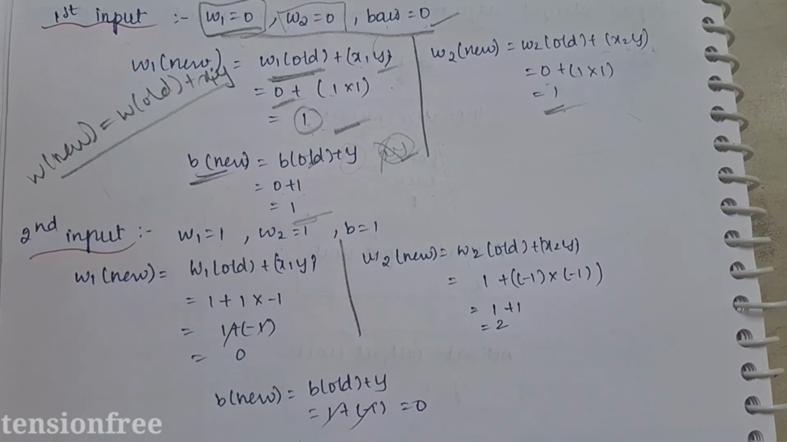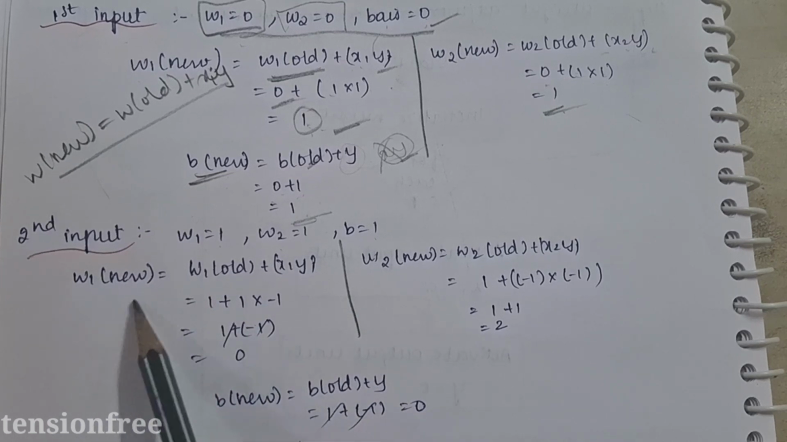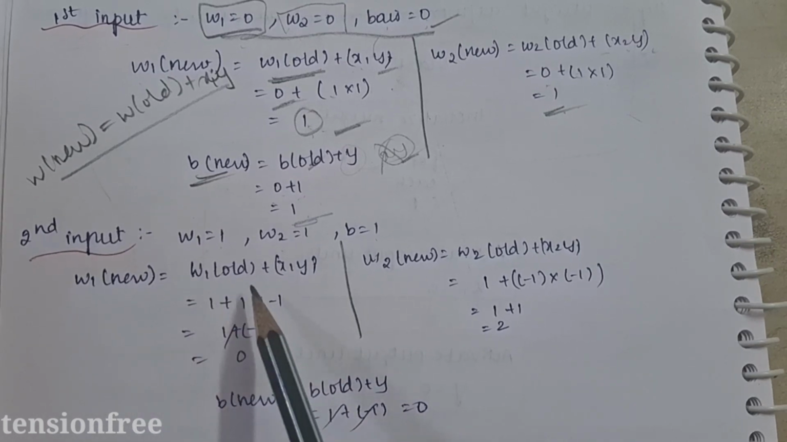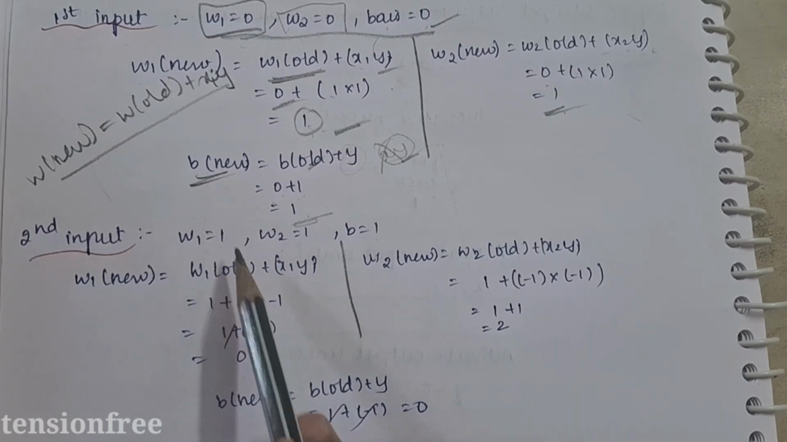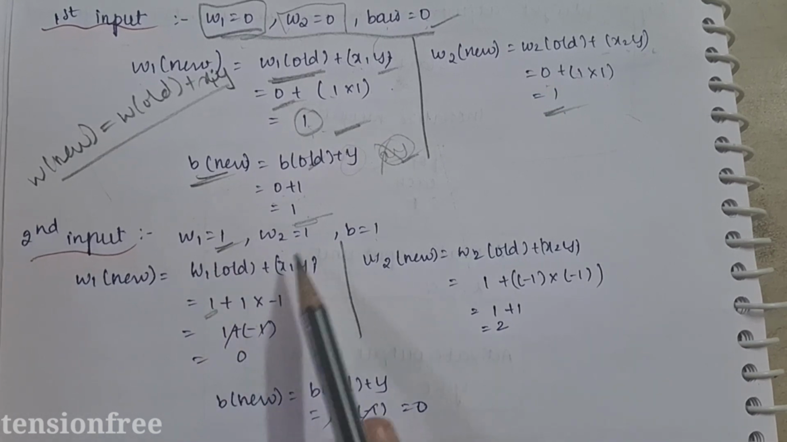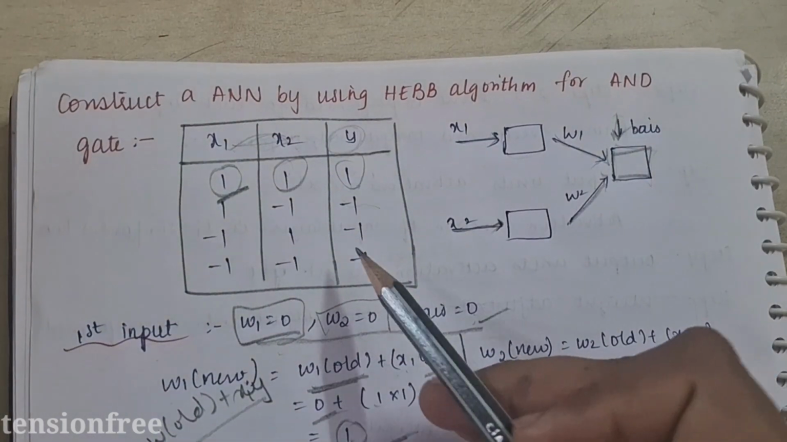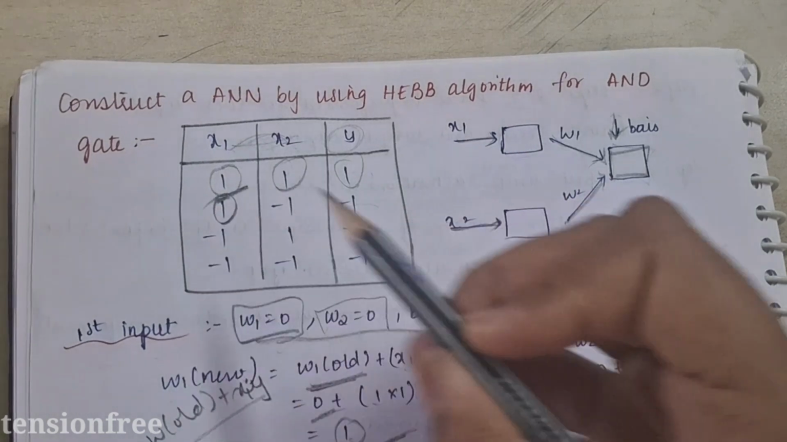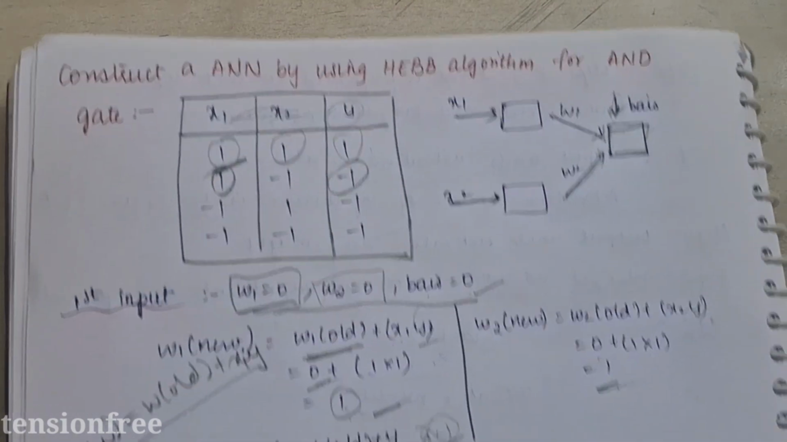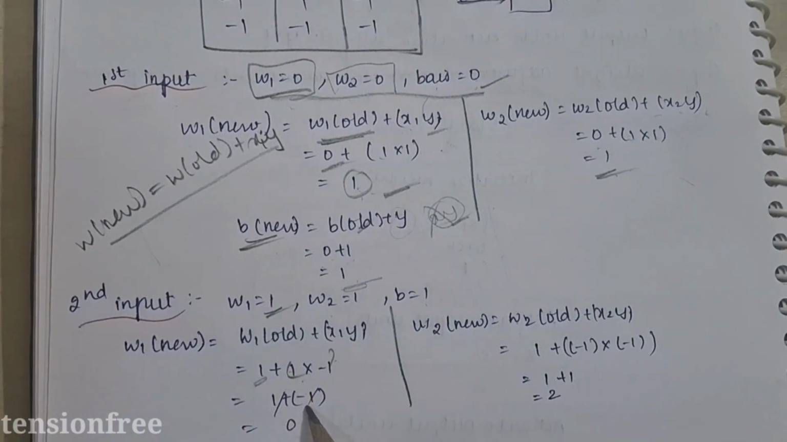Okay, we need to update the weights now. What is the weight updating? W1 new is equal to W1 old plus xy, right? What is the old one? 1. We have written here 1. And x and y means, what is the next x and y? x means 1. And what is the y value? Minus 1, right? We are writing here 1 into minus 1. 1 into minus 1 is minus 1.